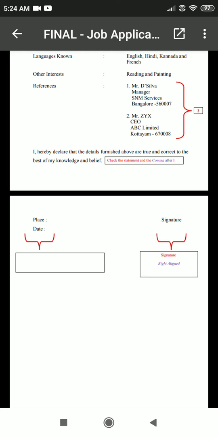It can be Bangalore, date, so and so, write the date. Yeah, that's it. So make sure that it is always left aligned, and the signature should be exactly right aligned. You can see your place and date, and looking at your right side, after the place and date, further completely towards your right, you're supposed to put your signature.